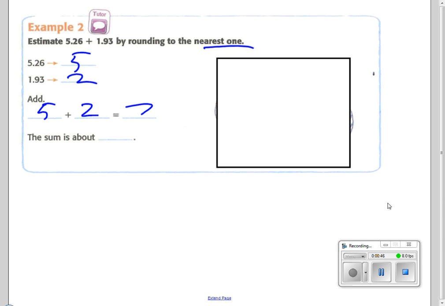Okay, so is it true that 5 and 26 hundredths plus 1 and 93 hundredths is equal to 7? Is that true? Yeah. Okay, possibly. Sure, possibly. But is that the right answer? No. What is it? It's an estimate, right? It's an estimate. The sum is about 7.